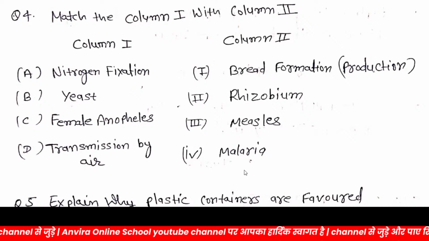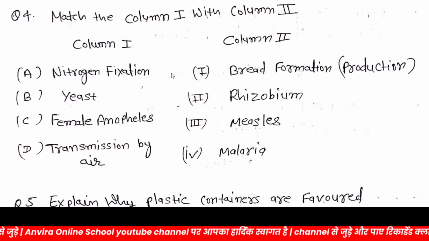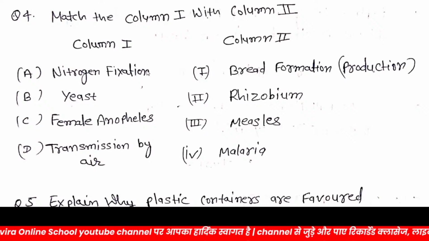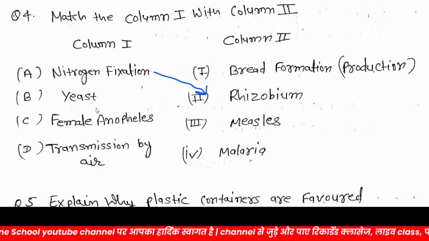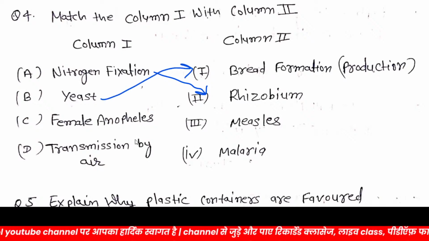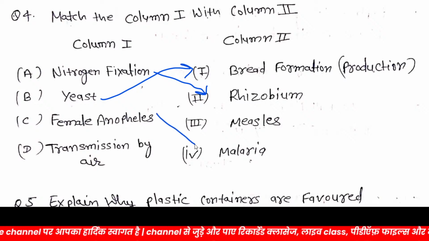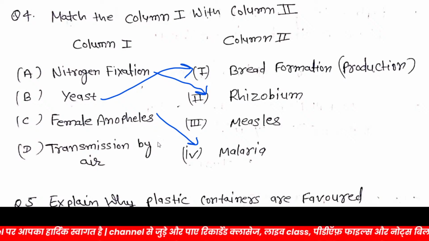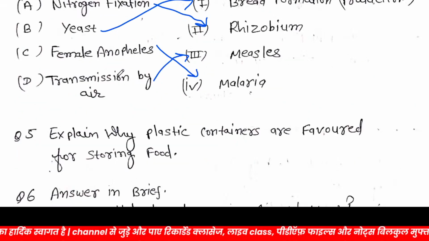Next, match column 1 with column 2. So first is nitrogen fixer. It's rhizobium. Okay. Next, yeast. So bread formation. Next, female anopheles, malaria. Transmission by air, measles.